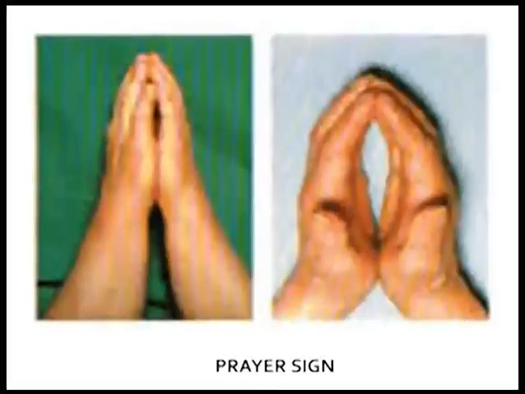So this is the photograph of the prayer sign, as I told you. On the left, you can see normally we are able to oppose our palms, but in the person with this condition, there is a flexion deformity of the joints, and because of that, they are not able to oppose their hands.